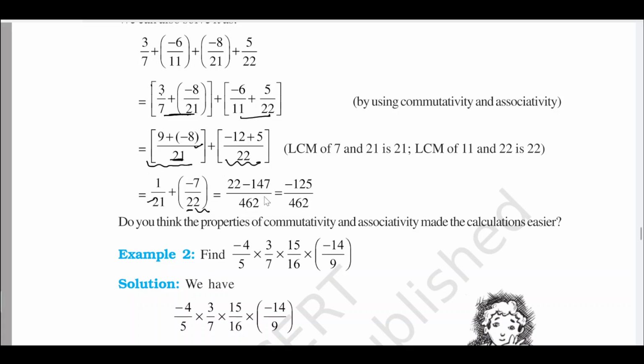Now we can easily find its LCM as 22 into 21, which is 462. So 1 into 22 is 22, and minus 7 into 21 is minus 147. So we get this result easily. By using the associative property, we have simplified our mathematical operation, and we did not have to use much mental effort.